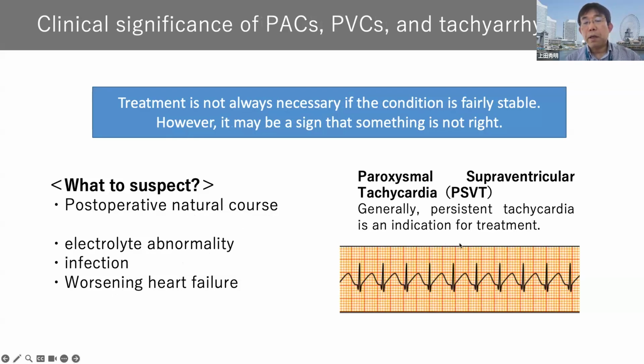So this is a very typical ECG pattern of PSVT, paroxysmal supraventricular tachycardia. Generally, this kind of arrhythmia is an indication for treatment.